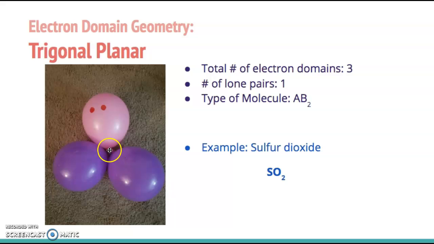An example of a trigonal planar molecule is sulfur dioxide. So in this image, the central atom would be where the balloon knots are. For the example of sulfur dioxide, we would have sulfur in the middle here, 2 oxygen atoms as the purple balloons, and then a lone pair of electrons up here represented by the pink balloon.